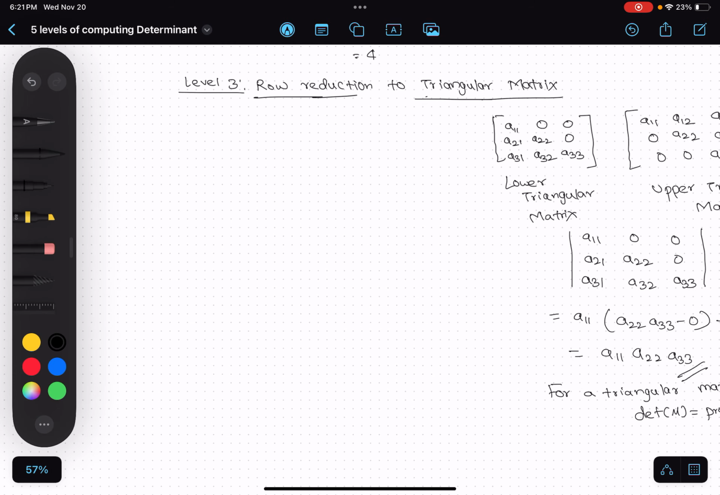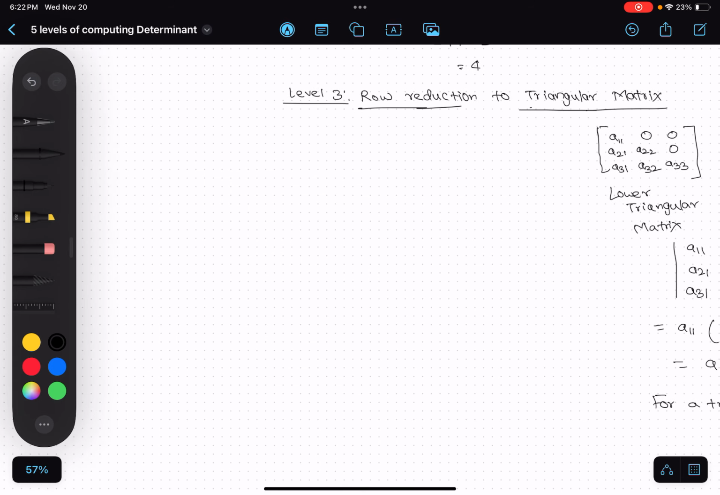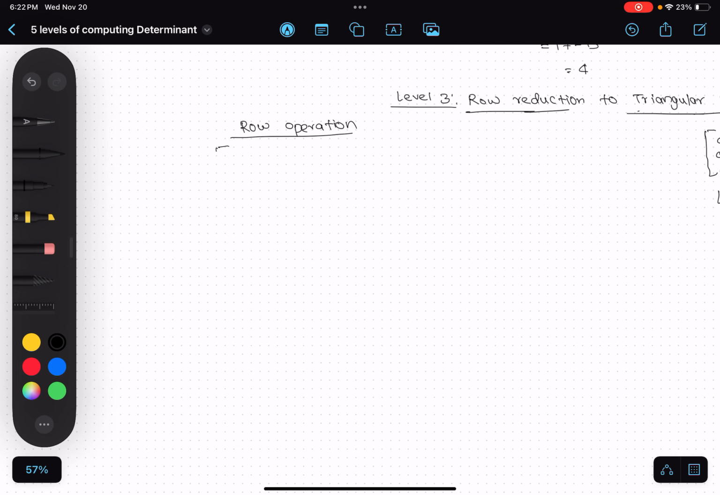Now let's go to row reduction. There's something known as row operations in a matrix, which I will tell you, just a slight introduction. There are 3 row operations. Let's say for a matrix we have A11, A12, A13, A21, A22, A23, A31, A32, A33, where the first index is the row and the second is the column.